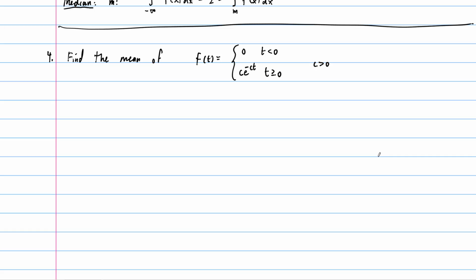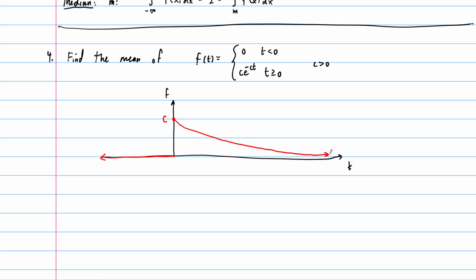Okay, so let's compute. Again, we're going to try to find the mean. Let's sketch the graph just so we can see what's going on, and then we'll compute it. We just have to compute a formula, right? So here's our f and our t. Our graph looks like this. We know it goes up to c here, and then tapers off this way. And we want to find the center of mass of this whole thing. Obviously the center of mass is not going to be over here, it's going to be over here somewhere.